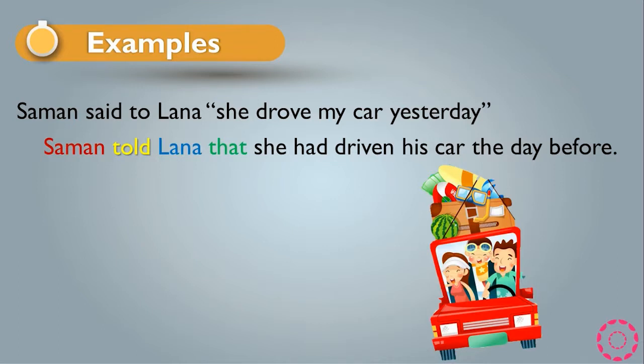As you see, we have some changes. Salman, which is the speaker, told according to the rule, and because it's said to the object, we have object, which is Lana, so we write down Lana, or we can say her, and after that we have that according to the rule. So she, it became she again. Drove my car yesterday, which is the past simple, became past perfect, so it became had driven. Drove became driven. My became his, and yesterday became the day before. So you have to change yesterday to the day before. This is called reported statement.